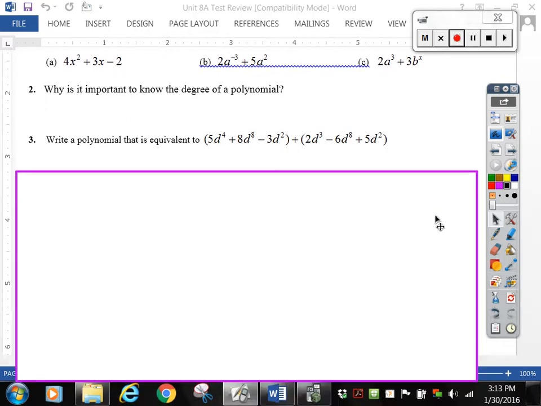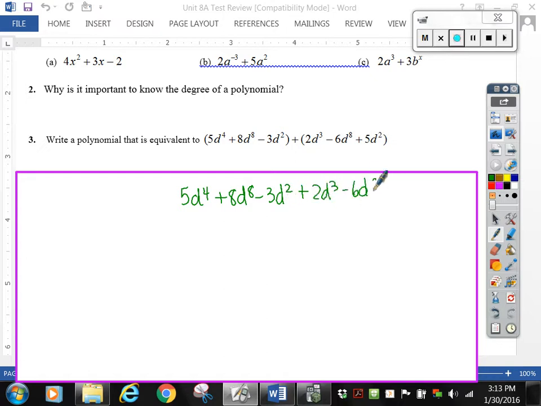Okay, so now we're going to practice adding. When I add my polynomials, I just rewrite them without the parentheses. So 5d to the 4th plus 8d to the 8th minus 3d squared plus d cubed minus 6d to the 8th plus 5d squared. Okay, so I'm going to look for my highest degree. My highest degree is d to the 8th. So I have 8d to the 8th minus 6d to the 8th is 2d to the 8th.